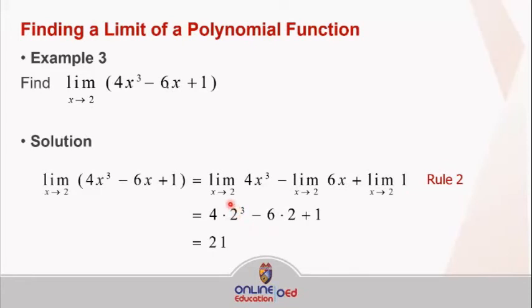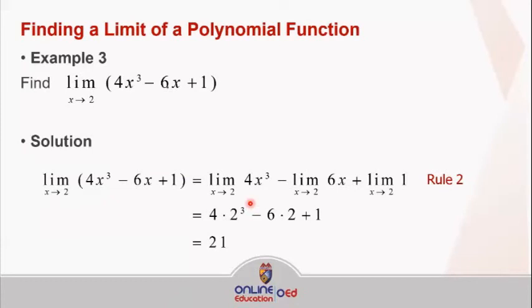So rule number 2 pa rin tayo. If you notice, we just replaced the value with x, that's why we have x raised to 3. Actually, this is already a shortcut. So we have 4 times 2 raised to 3 minus 6 times, again, the value of x here, which is 2. Plus the limit of 1 is 1. When we compute it, we get 21.